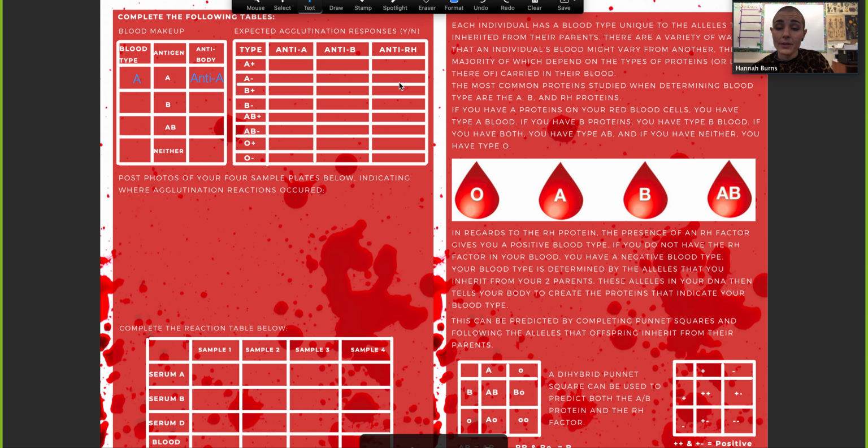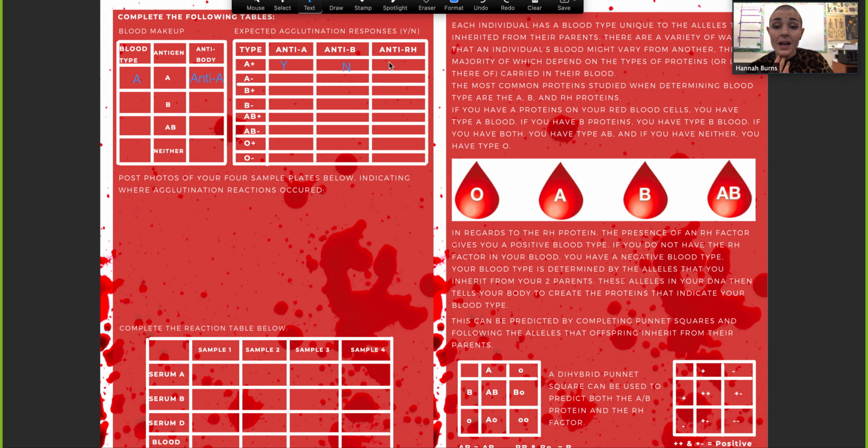Now for this next table, the expected agglutination responses is essentially you telling me whether or not you would expect a reaction between the antibodies and the blood type. For example, if I have blood type A positive, then I would expect a reaction between the antibodies for the A protein because it's on my cell. That's why I have type A blood. So I would say yes. Now the B antibodies would react to the B protein. I don't have the B protein on my cells because it's not a part of my blood type. I'm A positive, which means I have A proteins, no B proteins, so there's not going to be a reaction.